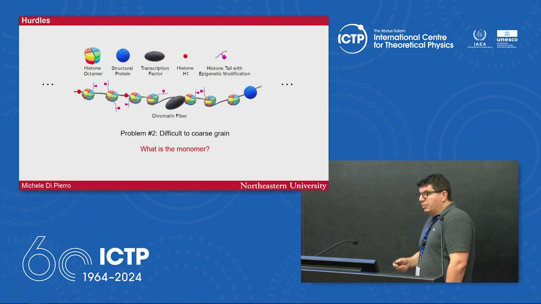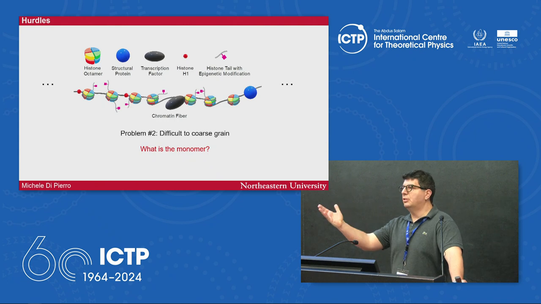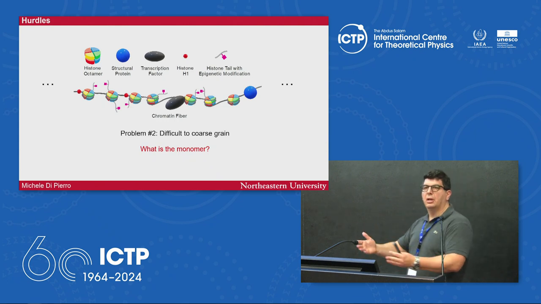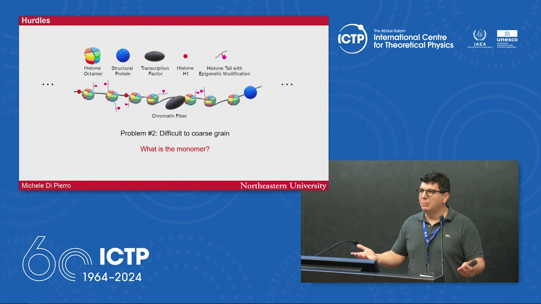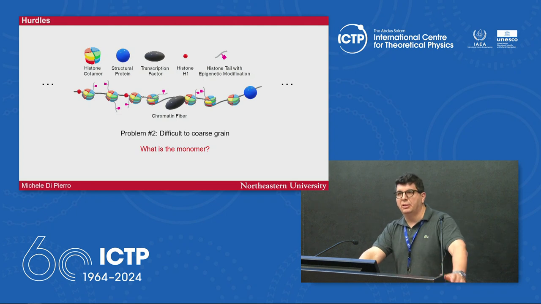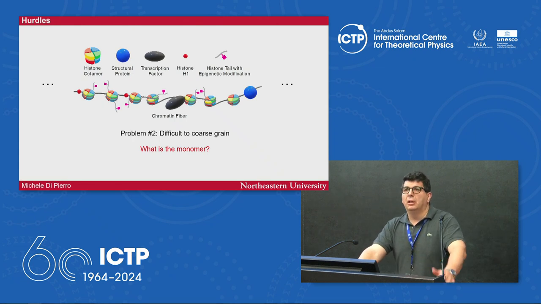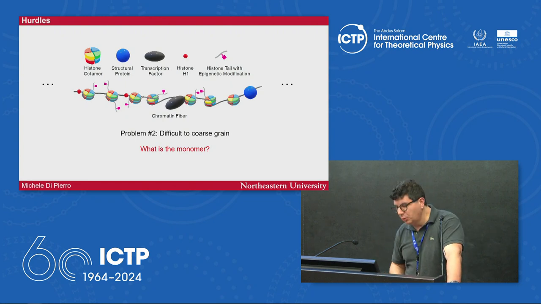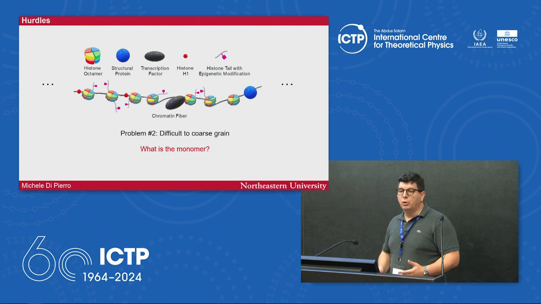And the second problem is that because of this heterogeneity, this is a difficult system to coarse grain. The obvious choice would be to have nucleosomes on a string, right? You know, beads on a string. But what is your monomer here? All these nucleosomes are all different. All these distances are all different. In fact, in a normal genome, you'll be lucky to find 2 nucleosomes alike. So these are some of the challenges, the 2 major challenges.